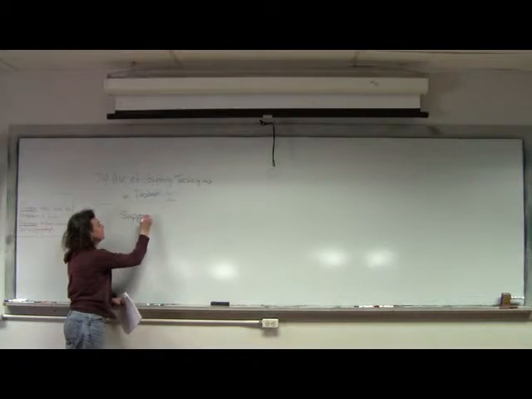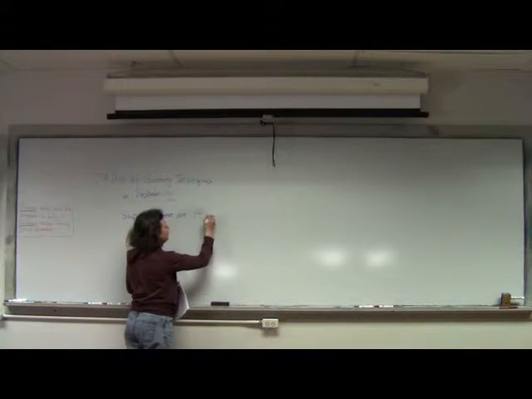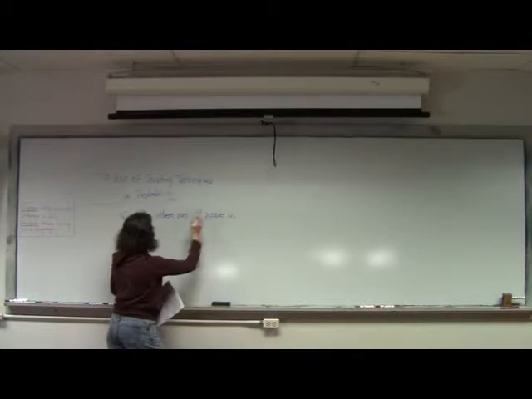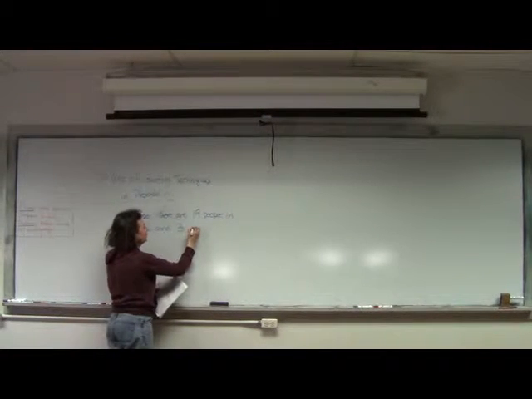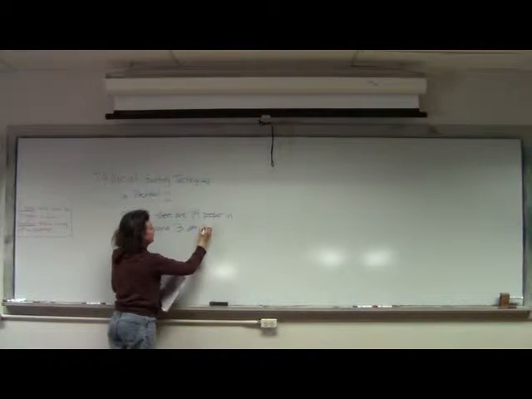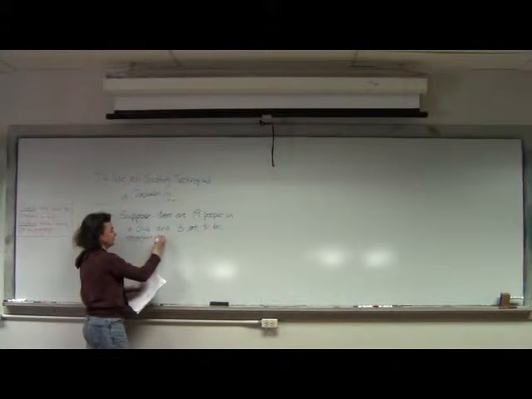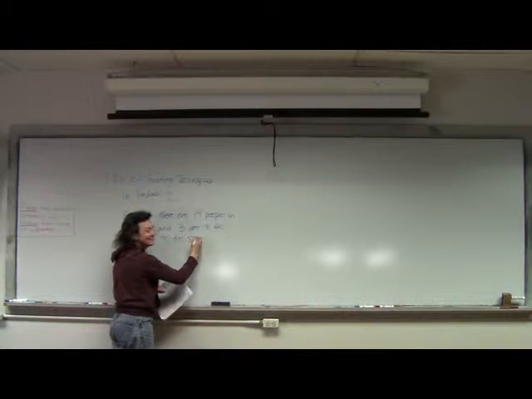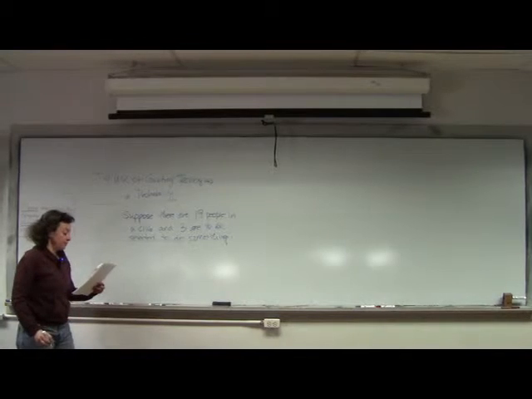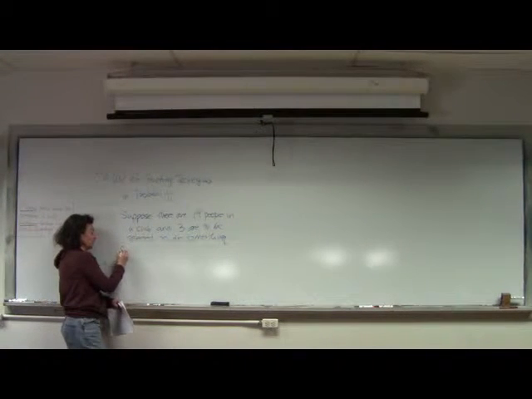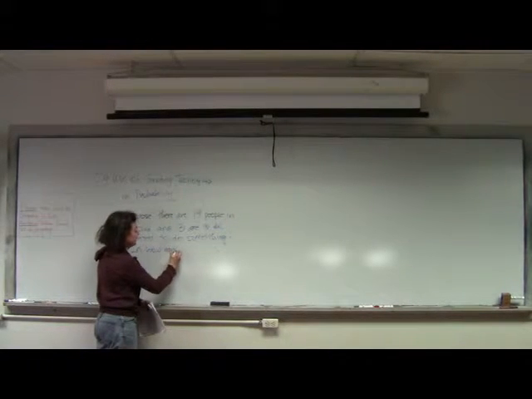Suppose there are, say, 19 people in a club, and 3 are to be selected. I don't know, to do something. Let's just leave it ambiguous here. All right. My first question is, in how many ways can this be done?